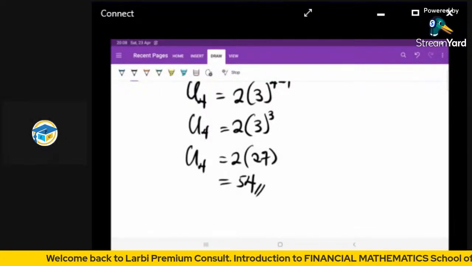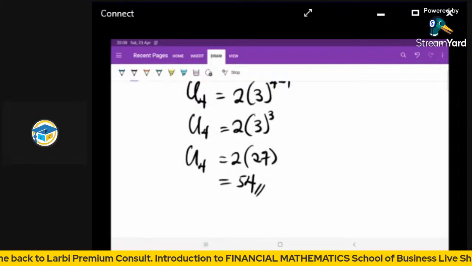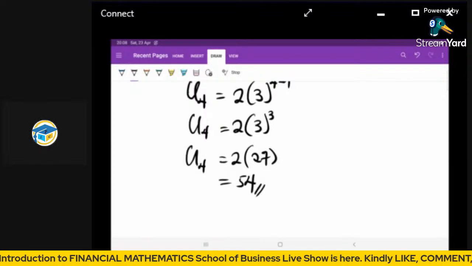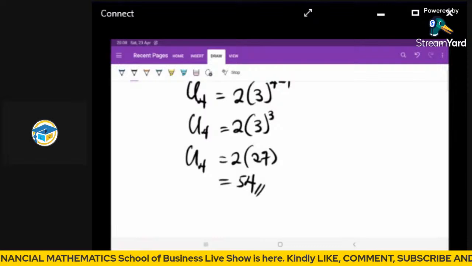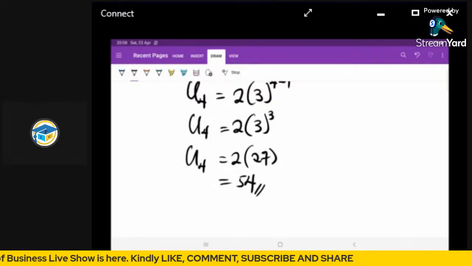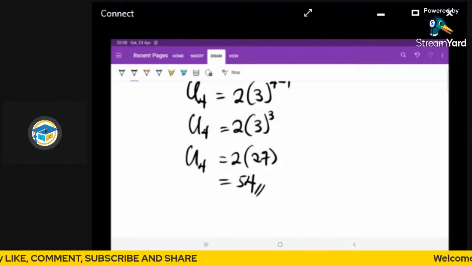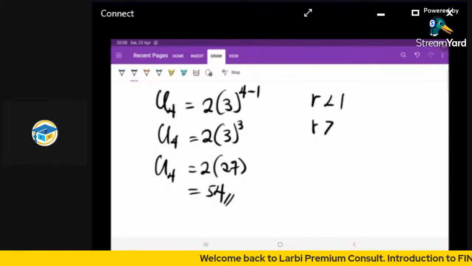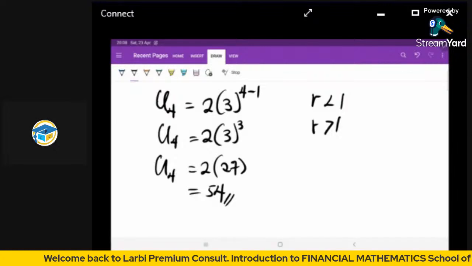So having gotten to know how to find a particular term within a particular sequence, how do you then find the sum of that particular term? When you want to find the sum, it also comes with two formulas. We use these two formulas where we have r less than 1, or r greater than 1. These are the issues that we deal with when it comes to these formulas.